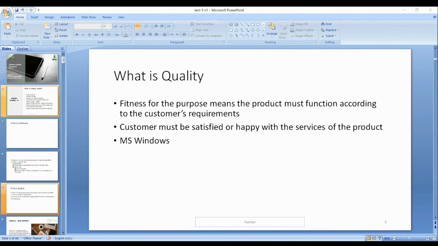We have two types, functional and non-functional. Very good. So functional requirements.